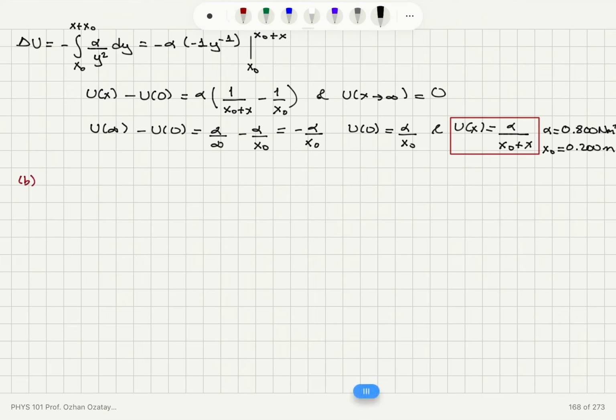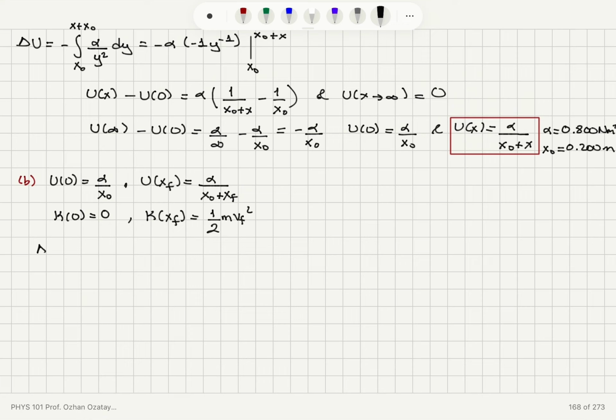Now, the potential energy at x equals 0 is alpha divided by x0. The potential energy at the final point is alpha divided by x0 plus x final. The object is released from rest, so the kinetic energy at 0 is 0. The final kinetic energy at x equals x final is 1 over 2 m v final squared.